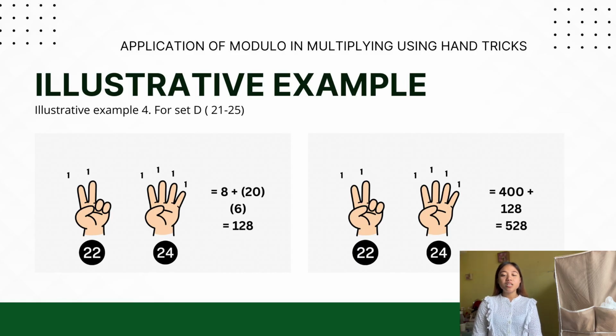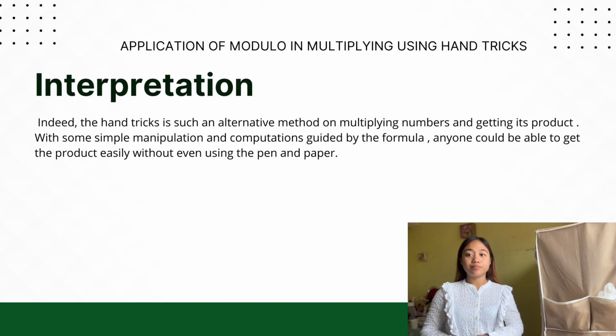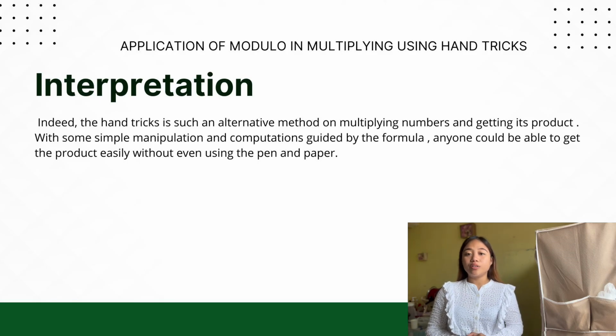So it gives us the same exact answer using the formula, which only proved that the hand tricks is really reliable. Indeed, the hand tricks is such an alternative method on multiplying numbers and getting its product with the simple computations and manipulations guided by the formula. Anyone could easily get the product without using the pen and paper.